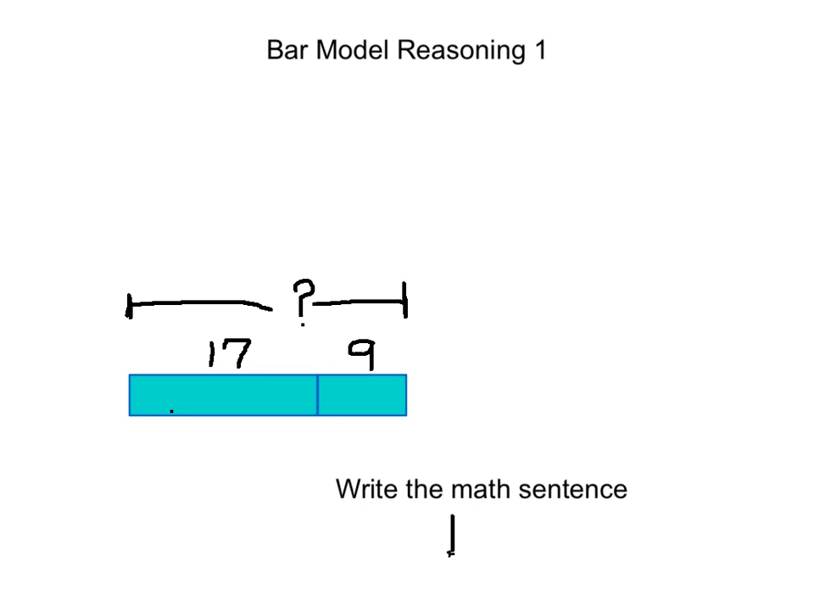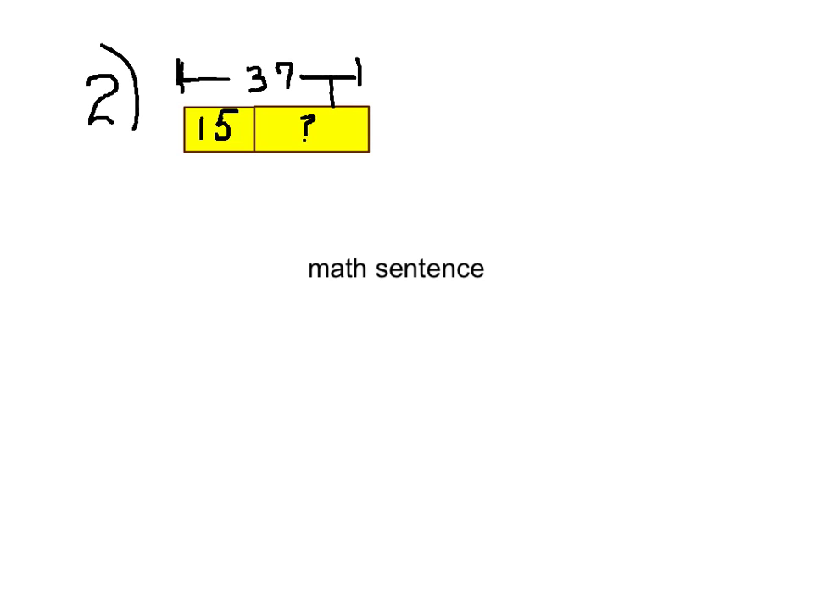If the 2 parts are 17 and 9, and we want to know how many there are all together, of course that's addition. So 17 plus 9 is 26. And that's the math sentence that you should have written. Okay, good job. Now move on to problem number 2.